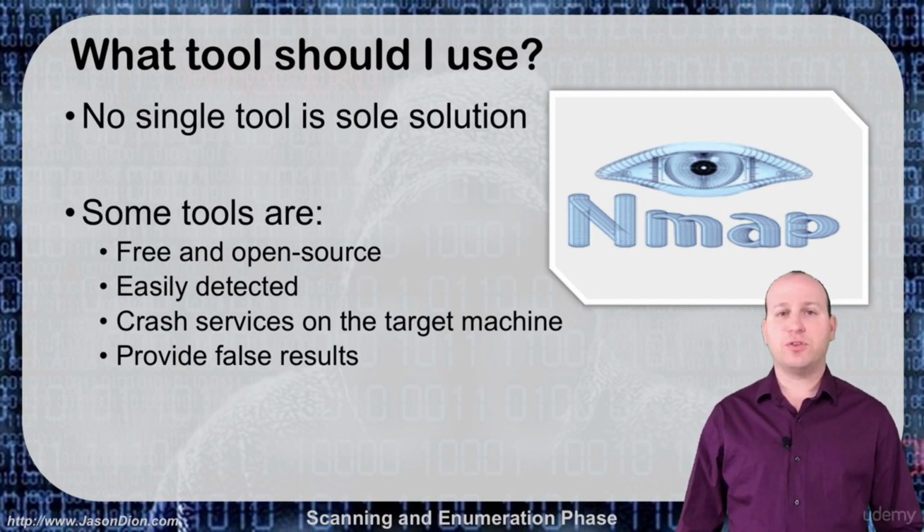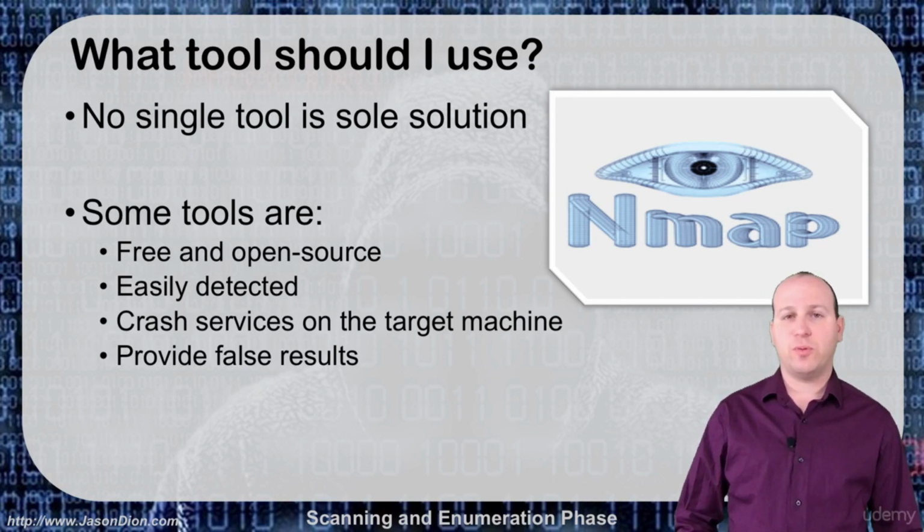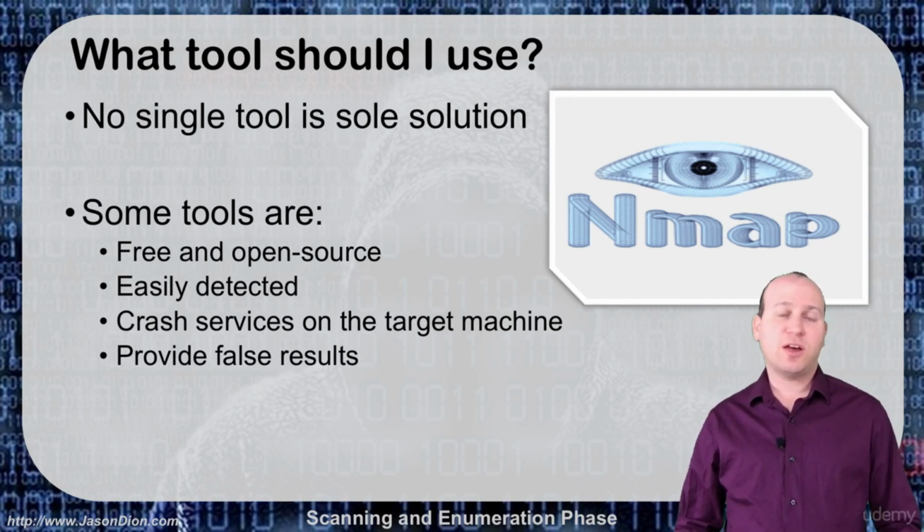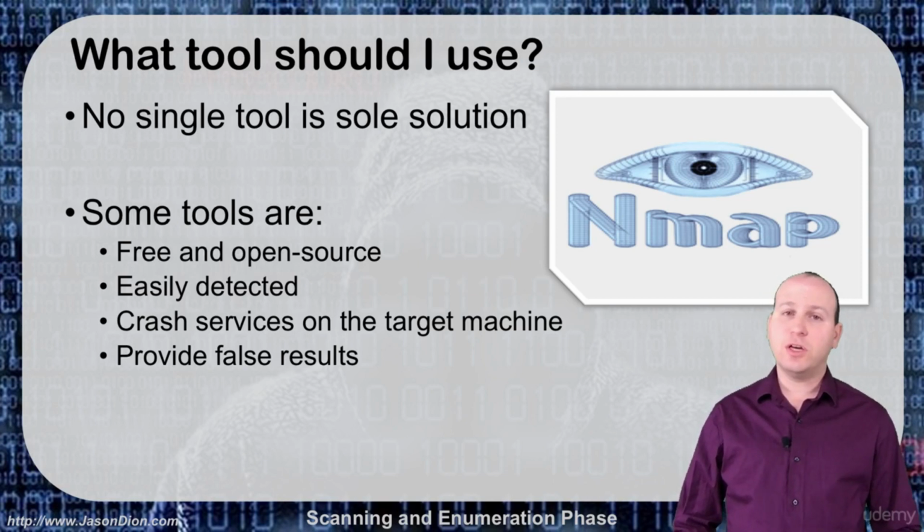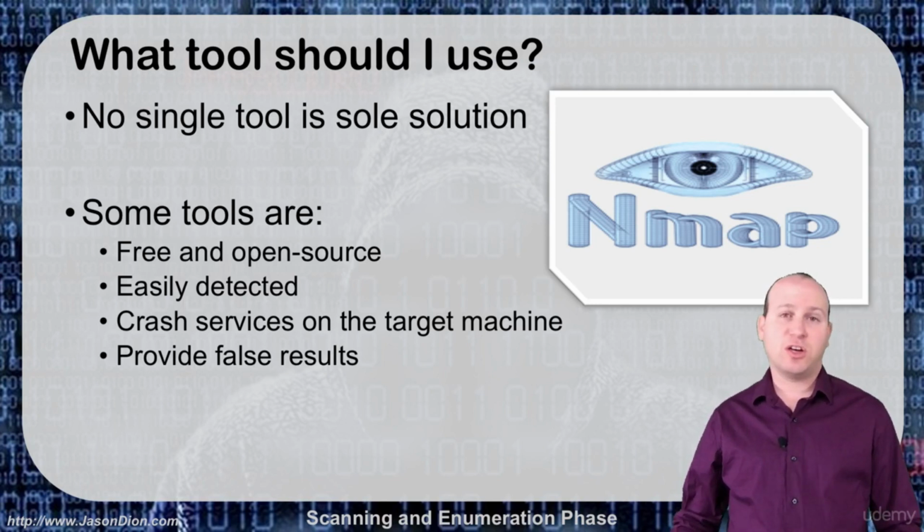And there's a lot of different tools out there for this. Now, there's no good single tool. There's no one single source. And the reason for that is every tool does something a little bit differently. Some tools you have to pay for. Some are free and open source. Some tools are easily detected, while some others are more covert. So it's really going to depend on what you want to do. There are other tools out there that, when you run them, are going to crash services on the victim machine, which is going to create a denial of service and you're going to get caught. So you have to be very careful with some of these tools.